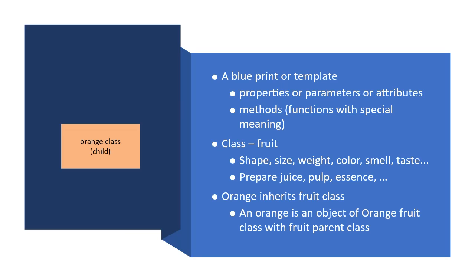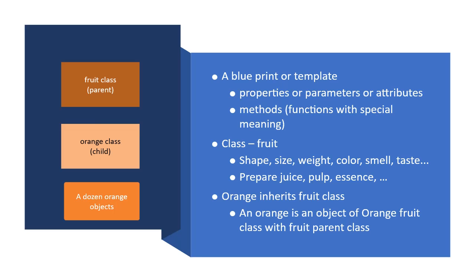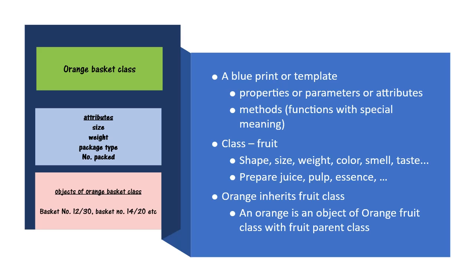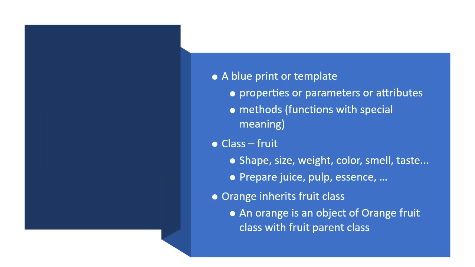If you take orange as a class, then it inherits from the fruit class. Now, if we have a dozen oranges, these may be considered as a dozen objects of orange class. Now, if we make a basket of oranges as a class, then a basket with particular package details and a serial number is an object of this class.